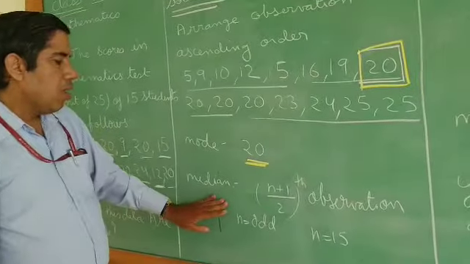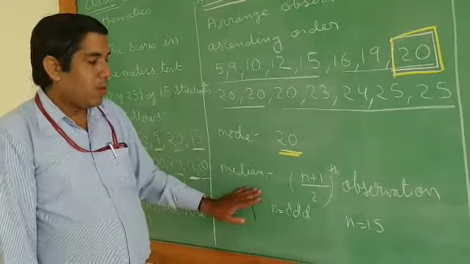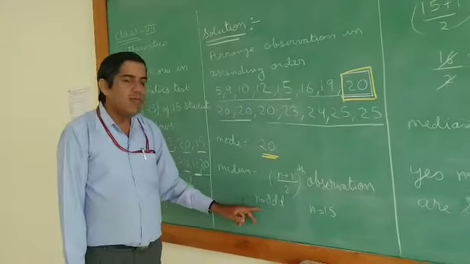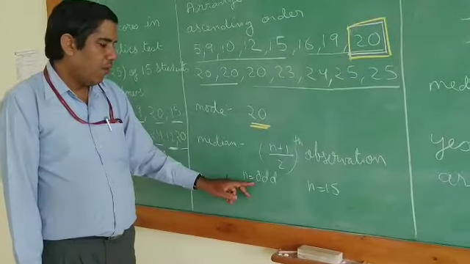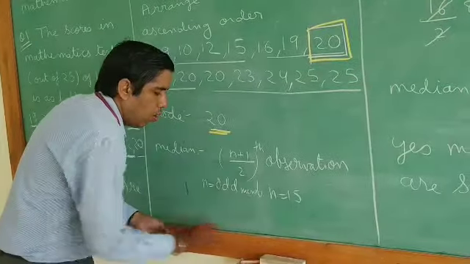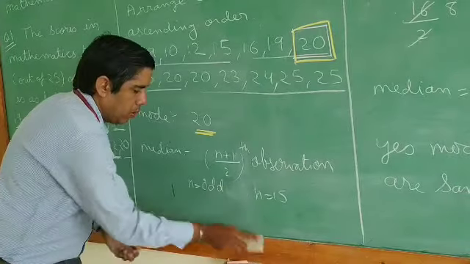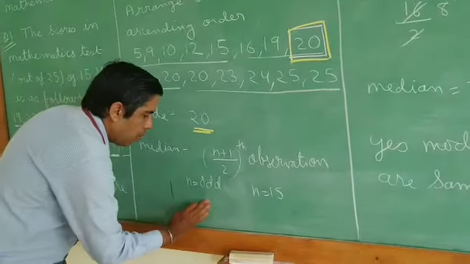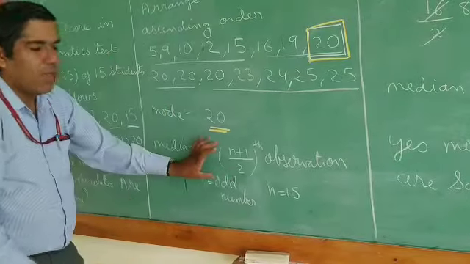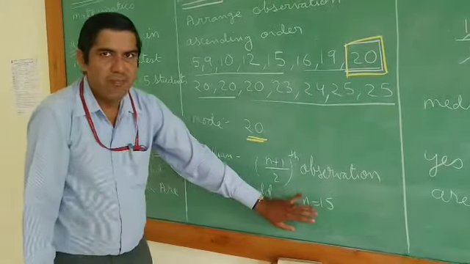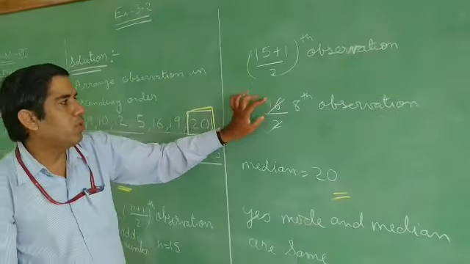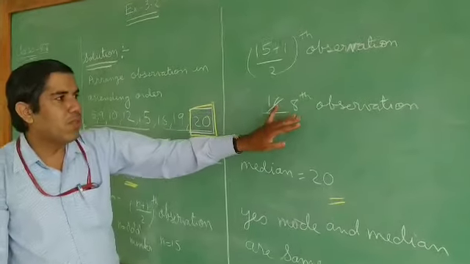Now median. Last time I discussed with you the middle observation, but the formula is also there. The formula is (n plus 1) by 2th observation when n is odd. N should be an odd number. Then only this formula is true. And here n is 15. 15 is odd, so I am going to use this formula. So 15 plus 1 by 2th observation, it comes 16 by 2, so it comes 8th observation.